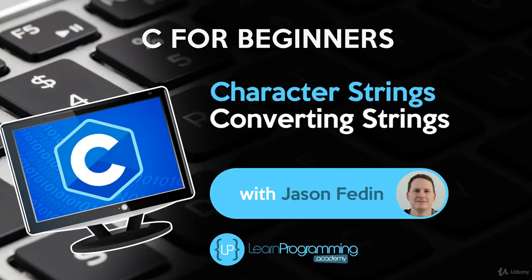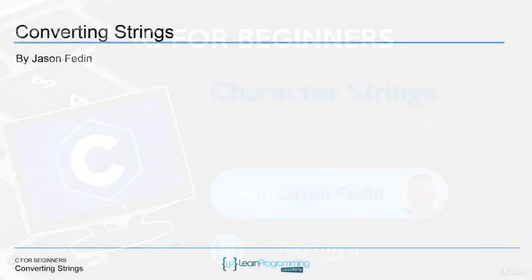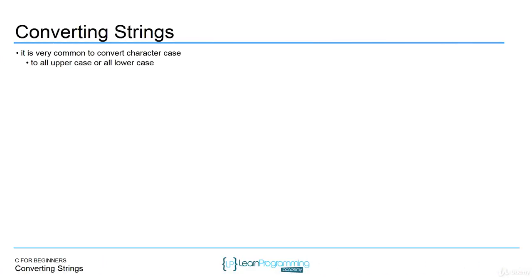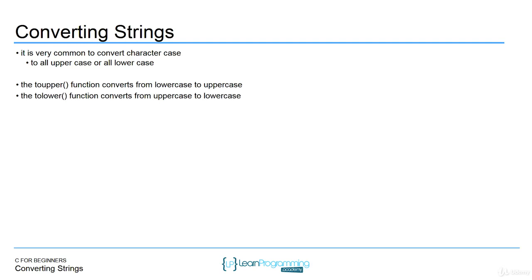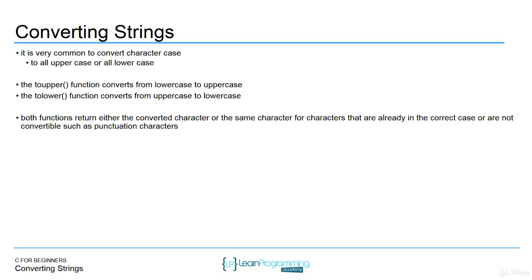Hello and welcome. In this lecture I want to talk about converting strings, some more string functions. It's very common to convert character case, specifically if you want to make your string all lowercase or all uppercase characters. Luckily there's a toUpper function that converts from lowercase to uppercase and a toLower function that converts from uppercase to lowercase. So lowercase to upper, upper to lower. Both functions return either the converted character or the same character for characters that are already in the correct case, or are not convertible, such as punctuation characters.